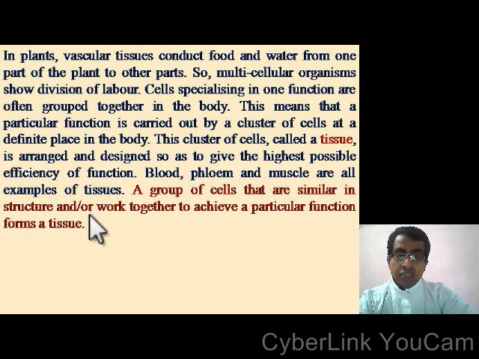A group of cells that are similar in structure and work together to achieve a particular function forms a tissue.